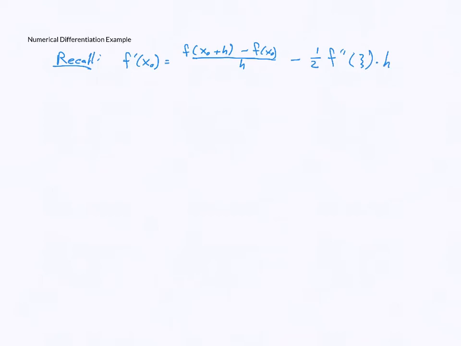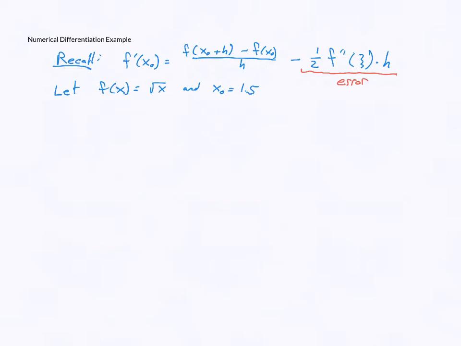So don't forget that this error term is what makes this particular piece equal, because normally it's an approximation. Alright, so let's go ahead and do an actual calculation. Let's say, and I'll just make one up, f of x is equal to the square root of x, and x naught is equal to 1.5.